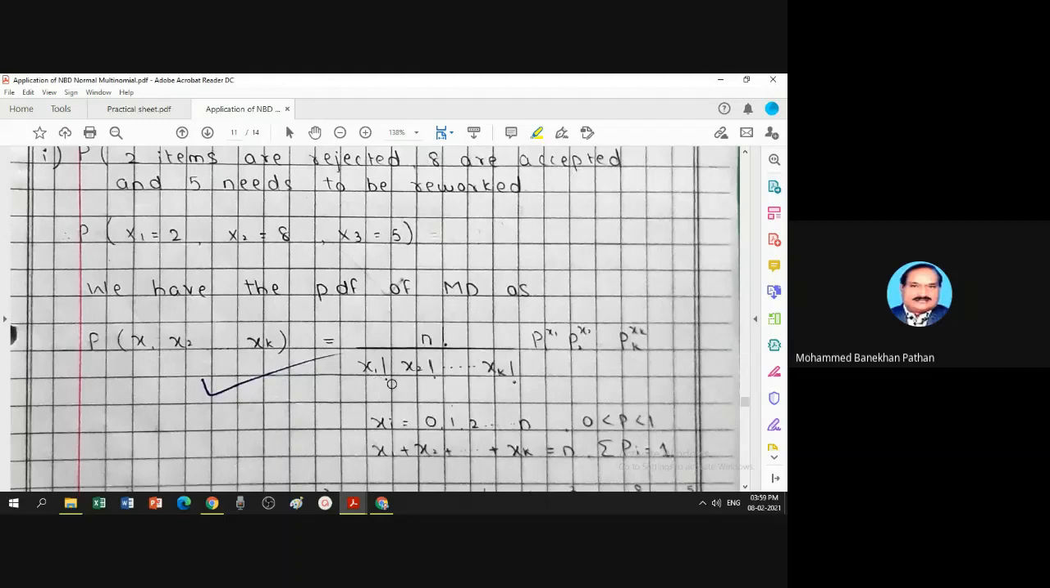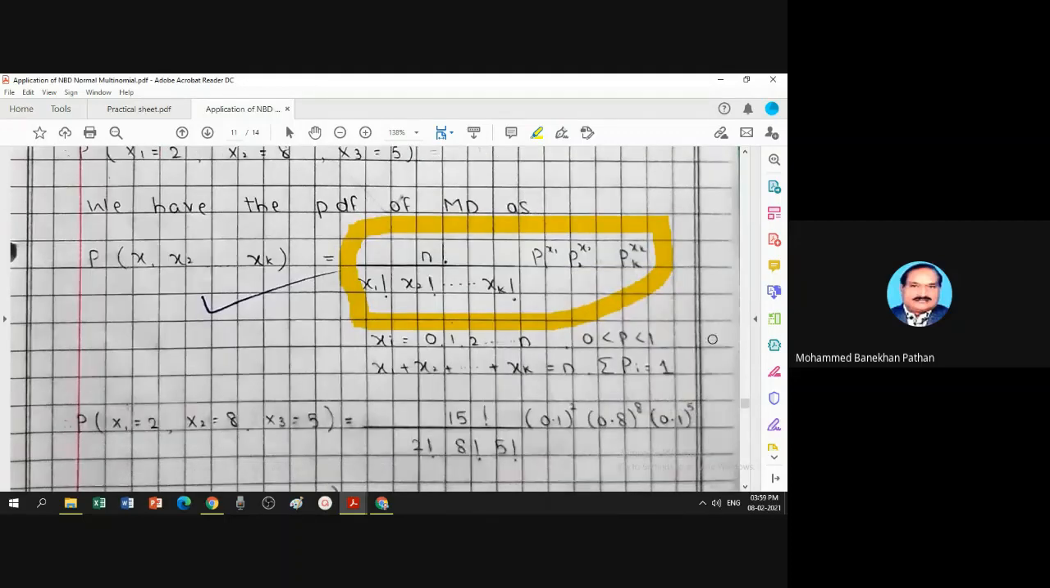Divide by x1 factorial multiply x2 factorial ... xk factorial, multiplied by P1 raised to x1, P2 raised to x2 ... Pk raised to xk. So what is this? This is your multinomial distribution with conditions on the quantity. Individual variable xi takes a value from 0 to n. There are k variables. That's why it is multinomial.